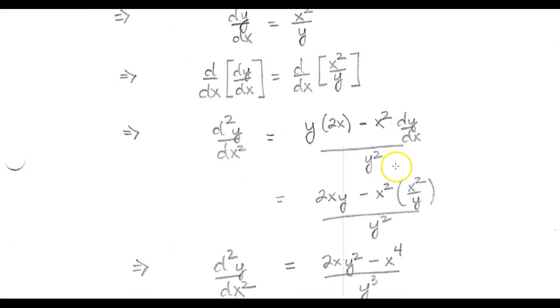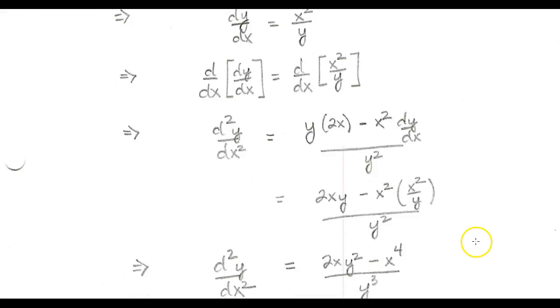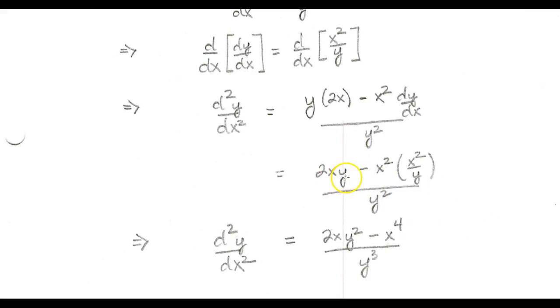Now, to actually see what the second derivative is, I don't want to leave this in terms of the first derivative because I already know what it is. It's x squared over y. So I take that x squared over y and plug it in for the first derivative. So this dy dx is x squared over y. Then I can simplify this if I want. So I get 2xy minus x to the fourth over y, all divided by y squared.